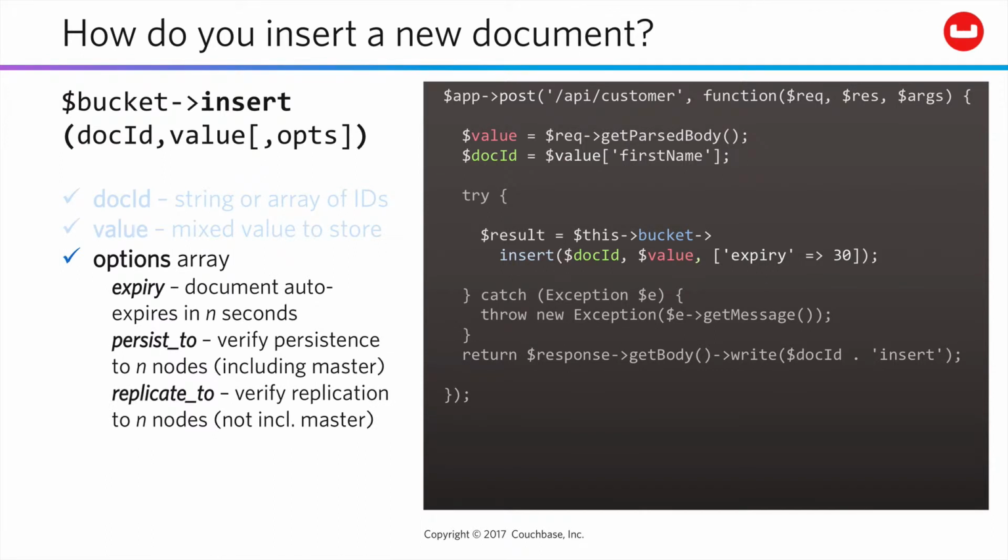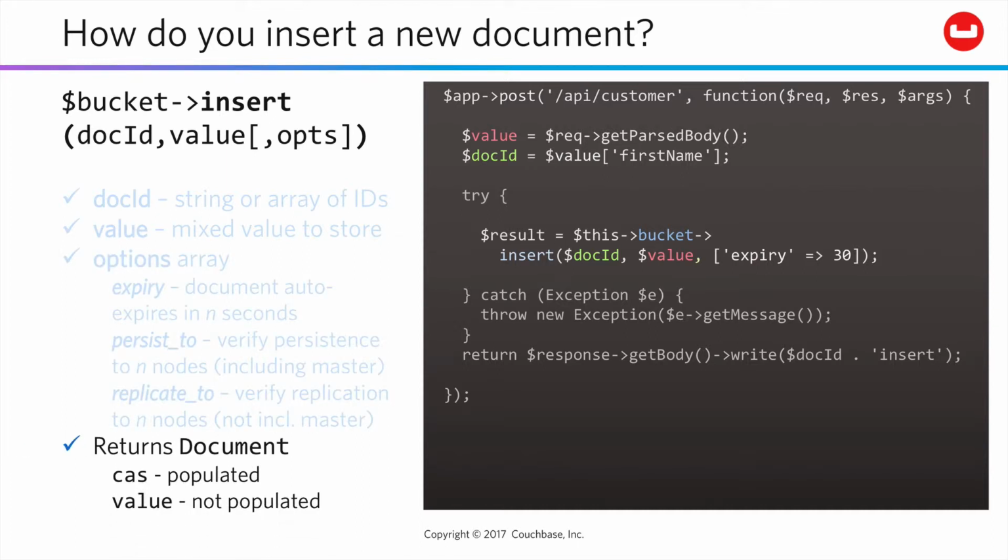You can pass options along with the insertion. You could pass an expiry, which is a number of seconds after which the document will auto-expire. Remember that Couchbase has its roots in caching, so you could implement this for session management quite easily. You also have persist to and replicate to options to verify the persistence to n number of nodes, which would include the master, or replication to n number of nodes, which would not include the master, as appropriate for your particular application, if these factors are relevant.